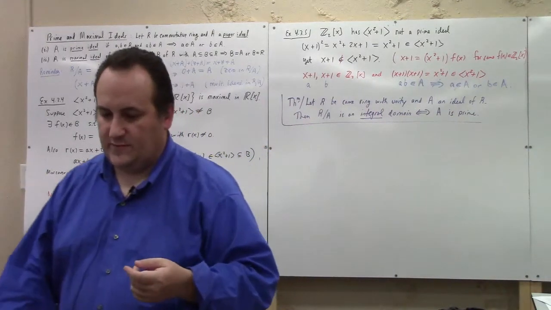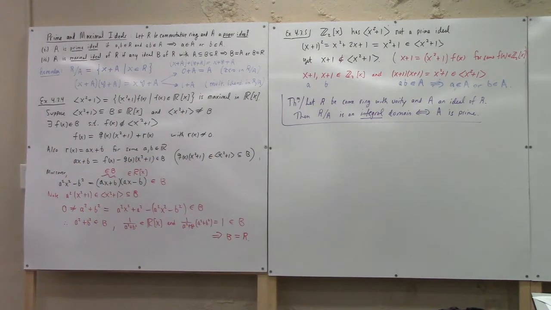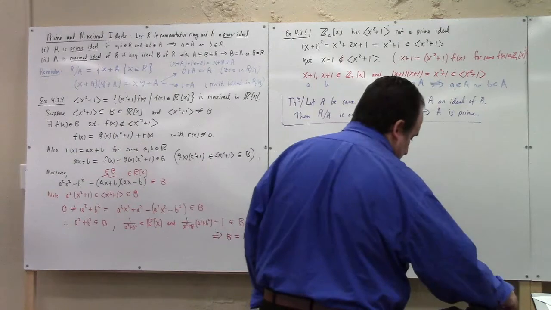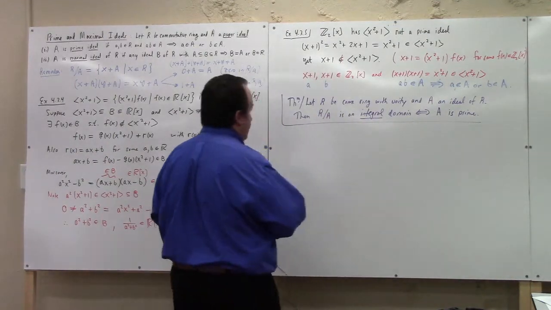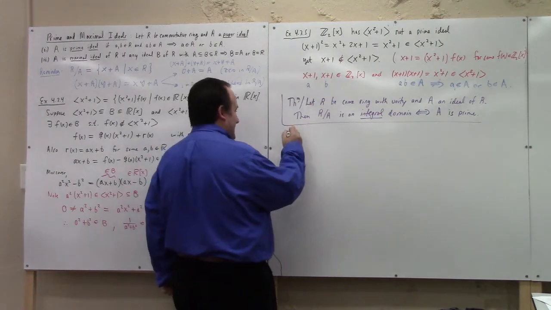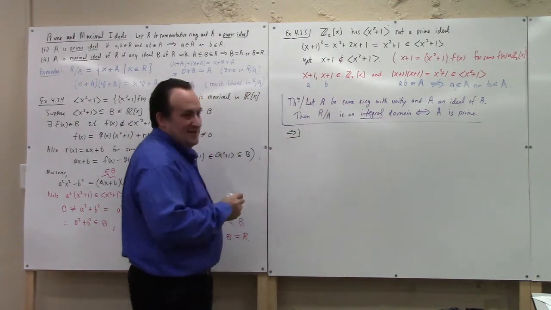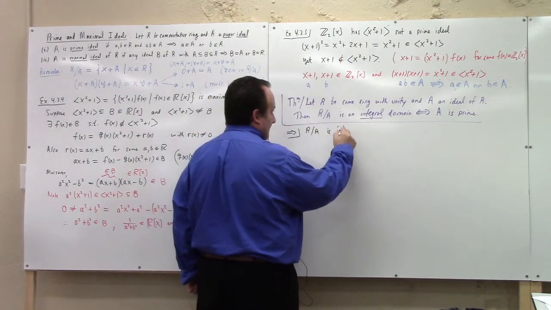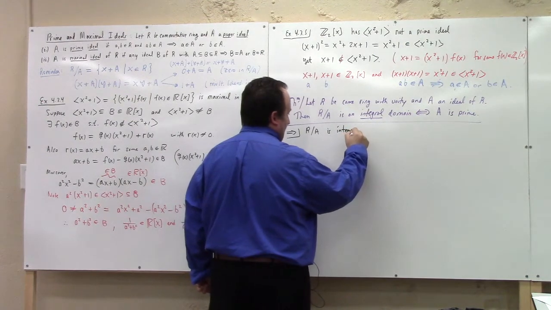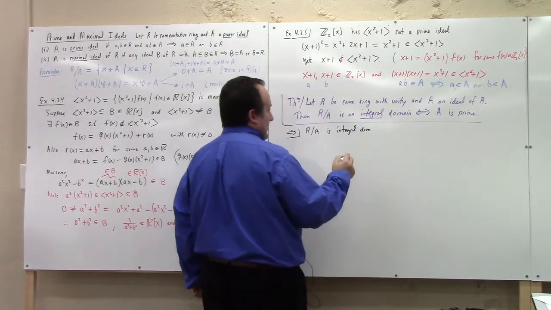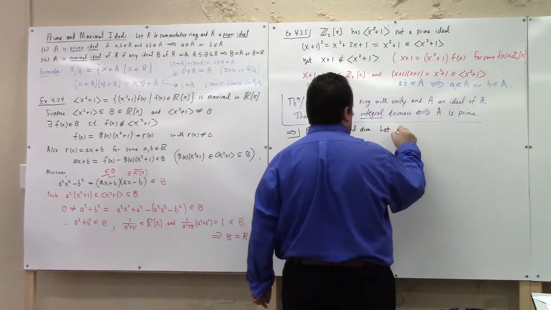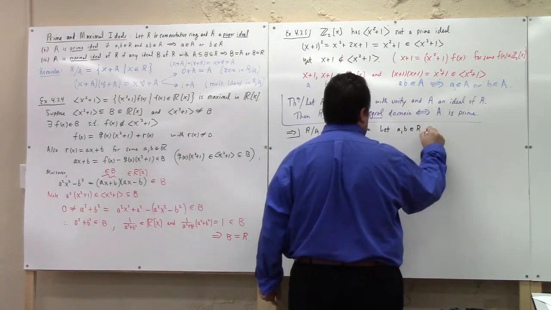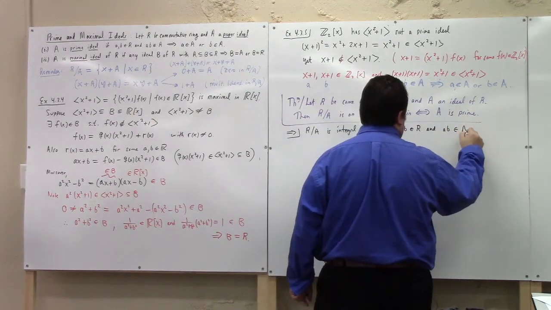Do you guys remember what integral domain meant? What property does an integral domain have? No zero divisors. Let's see here, the forward implication. So suppose R mod A is an integral domain. Let a, b be elements of R and ab be an element of A.